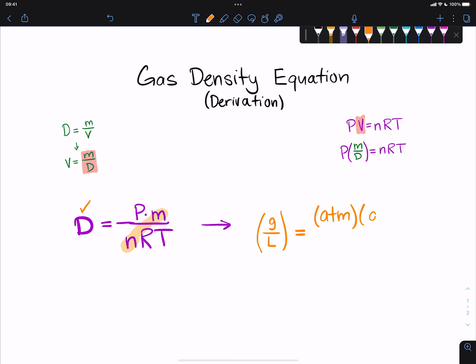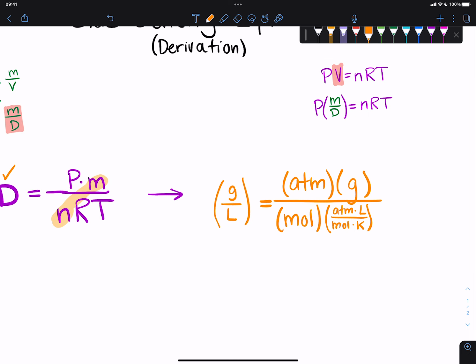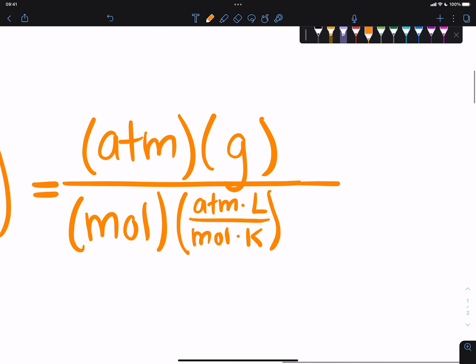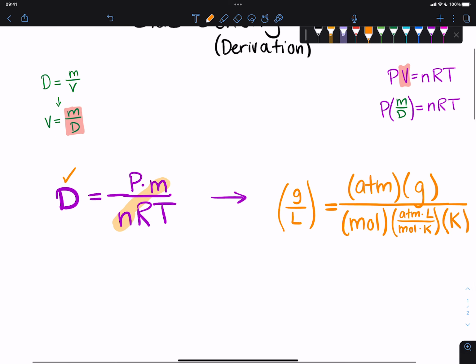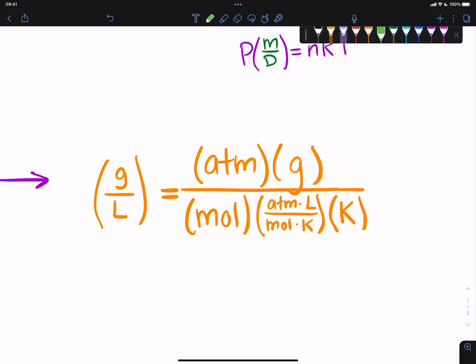And then M is mass measured in grams. On the bottom, we have moles, MOL. The R constant has some weird units that are all derived, but it's atmosphere liters, or liter atmospheres, per mole Kelvin. And then we also have temperature in the denominator, which is Kelvin. So going back here, we have pressure, we have mass, we have moles, we have R, we have T. We have all their units here. Let's see if we can cancel out some of their units.